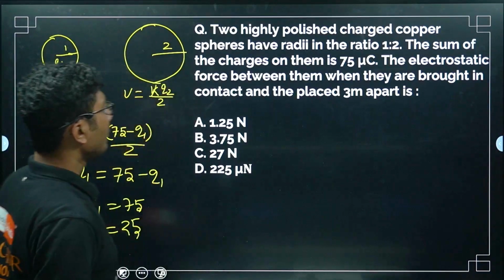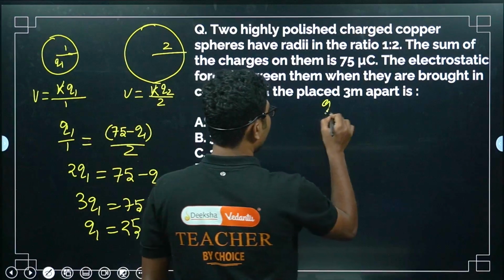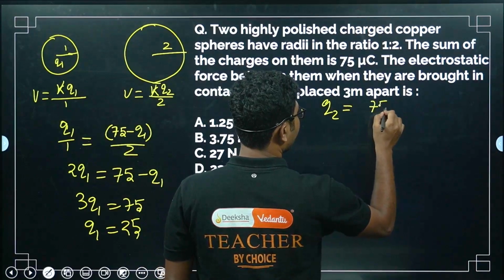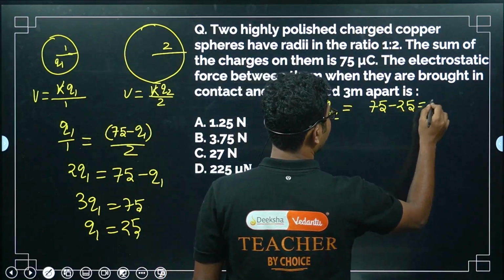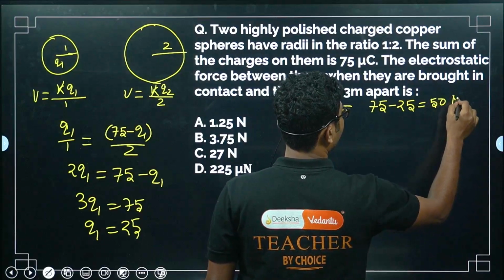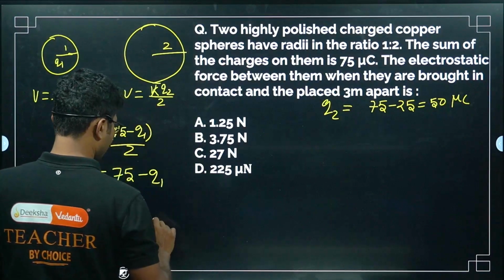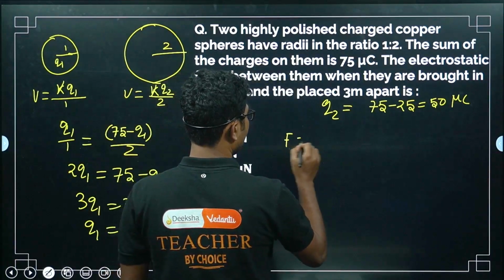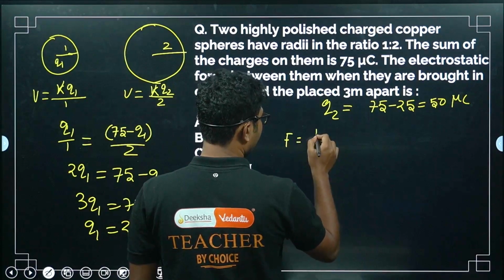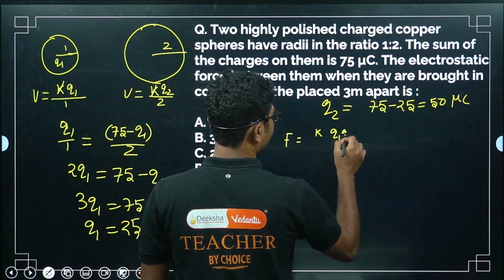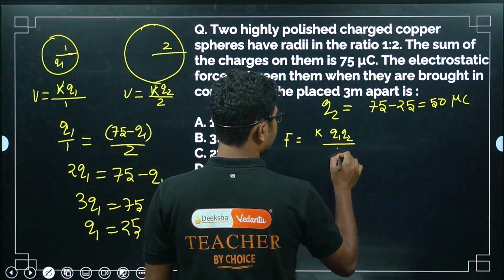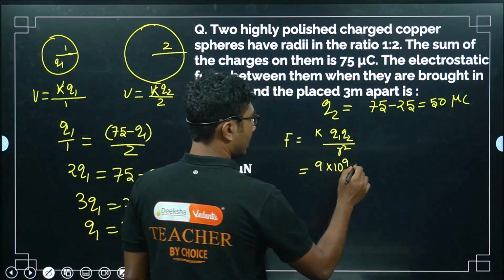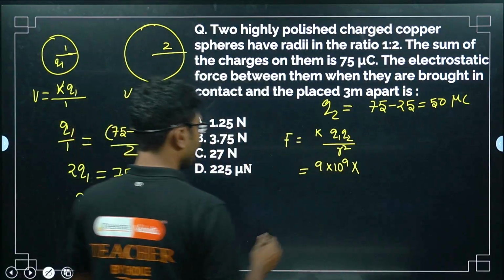Now what do we have to do? We have to calculate Q2. So Q2 is given by 75 minus 25, that is 50. Everything is in microcoulomb, both of them are micro. Now we have to calculate the force. So force is 1 by 4 pi epsilon naught, or K Q1 Q2 by R square, 9 times 10 to the power of 9 times Q1. Q1 is 25.